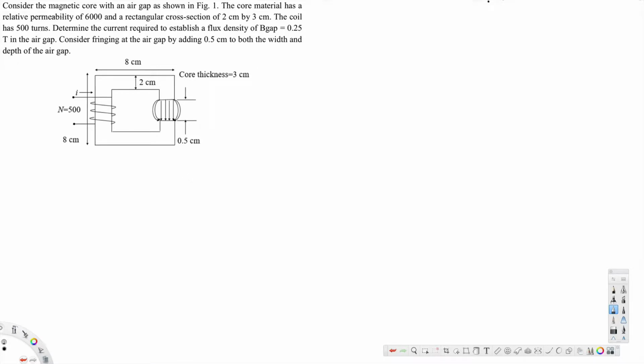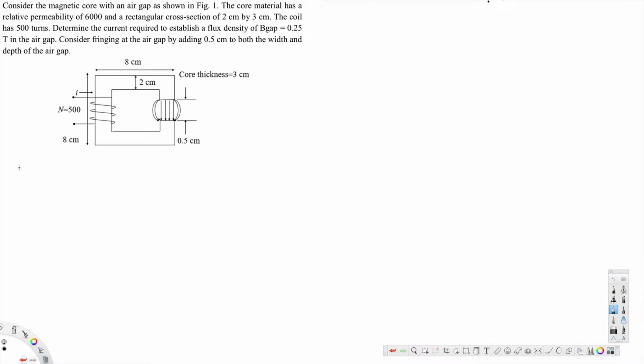Here this question is asking, consider the magnetic core with an air gap as shown in figure 1. The core material has a relative permeability of 6000 and a rectangular cross section of 2 cm by 3 cm. The coil has 500 turns. Determine the current required to establish a flux density of B gap equal to 0.25 Tesla in the air gap. Consider fringing at the air gap by adding 0.5 cm to both the width and the depth of the air gap. Okay, now let's see how to do that.